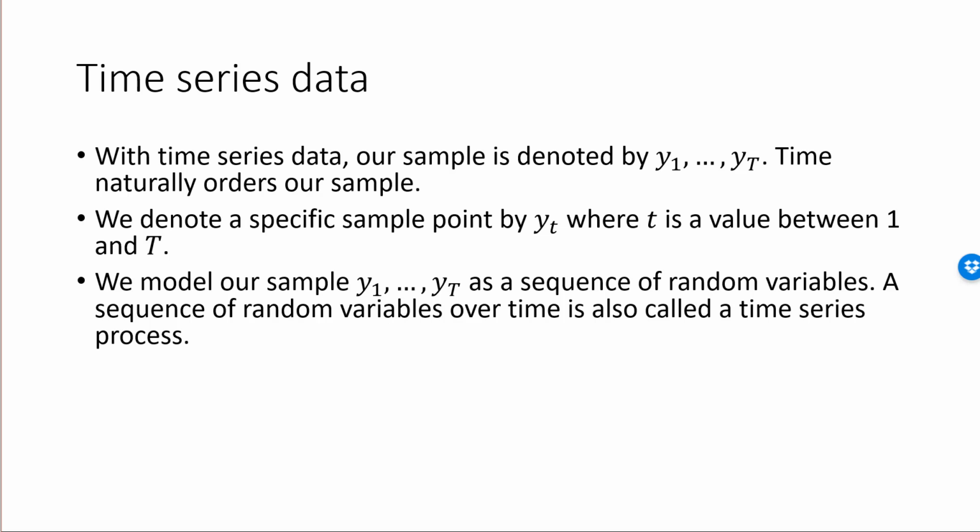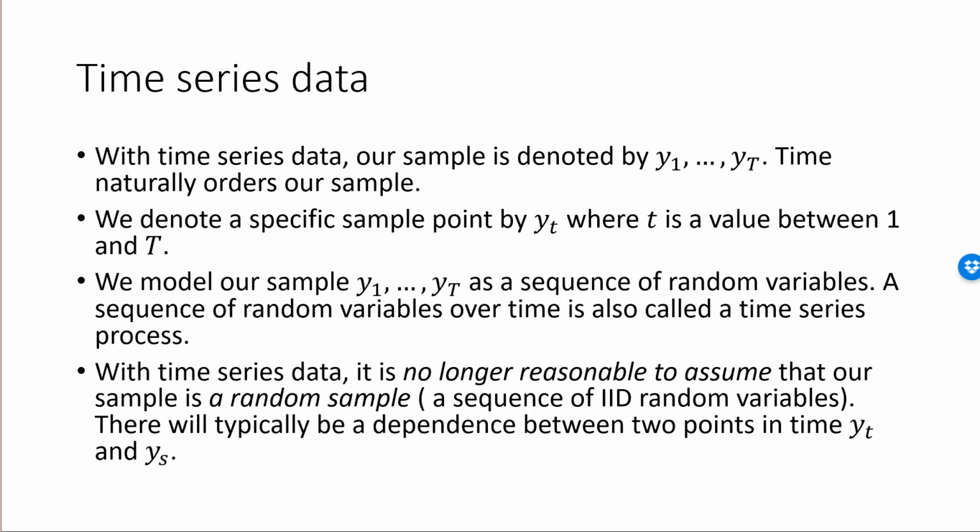So let's state this in slanted text. With time series data, it is no longer reasonable to assume that the sample is a random sample. We cannot assume that our sample, viewed as a sequence of random variables, is a sequence of IID random variables. In most cases, there is definitely dependence between two sample points, at least if they are close in time.